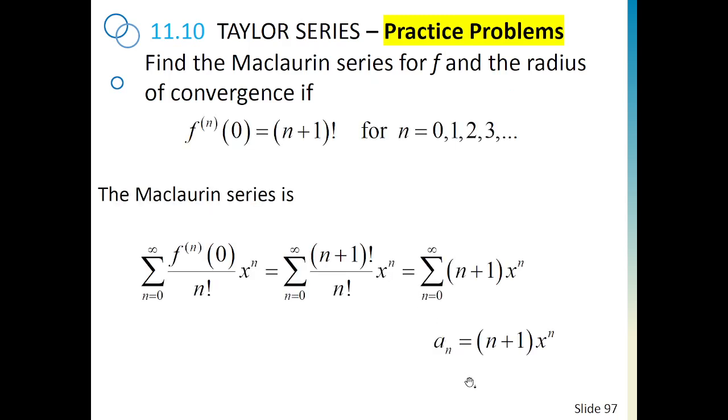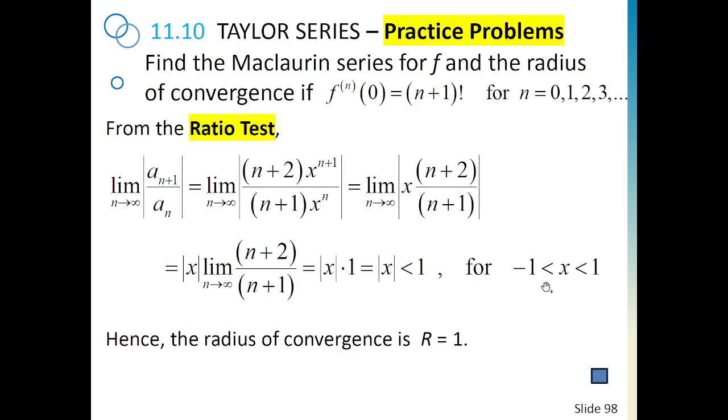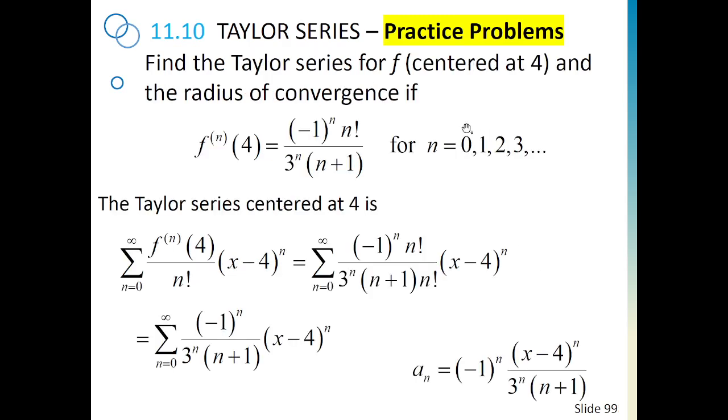So our series that we had here is absolutely convergent for values of x that are between -1 and 1. Quite straightforward.